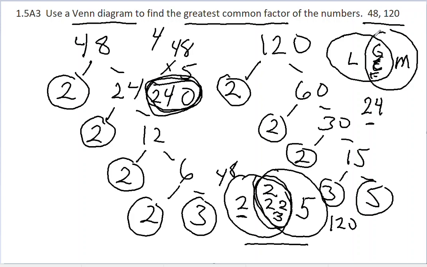All that being said, what we're worried about this time is what's the common between the two numbers. So we find the product of those numbers and we get 24.